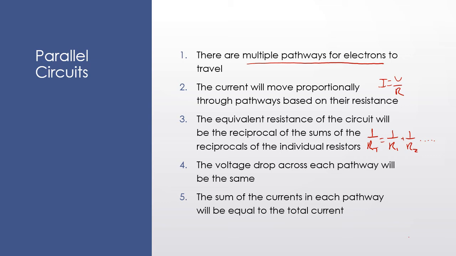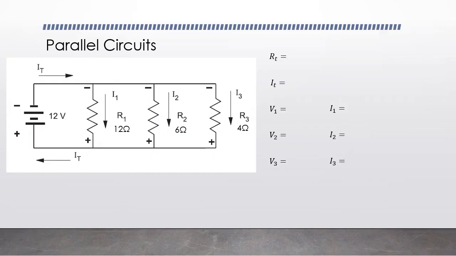The voltage drop across each pathway will be the same. We'll get to why that happens in a second. And then the sum of the currents in each pathway should be equal to the total current from the battery. So here we have our parallel circuit.